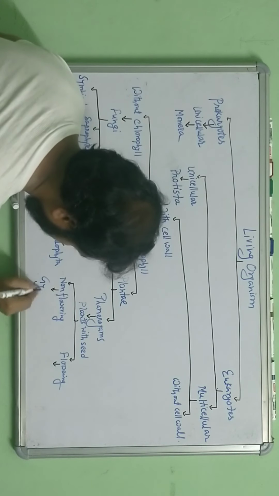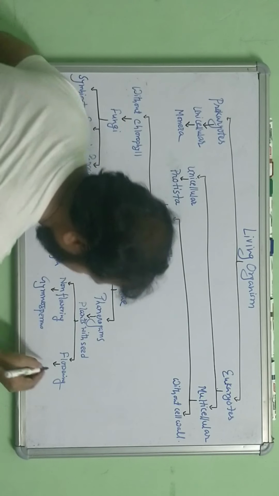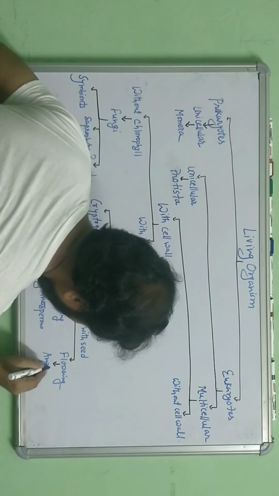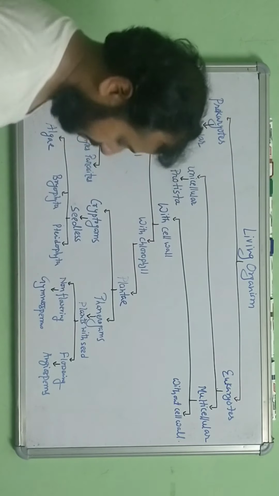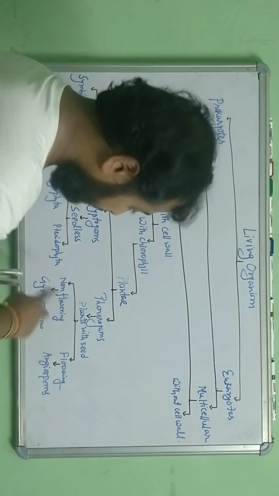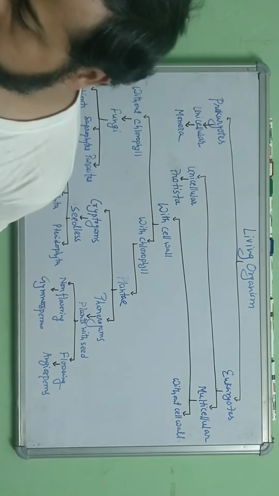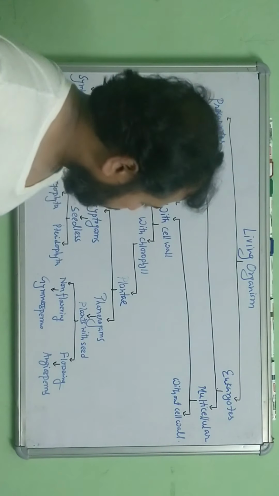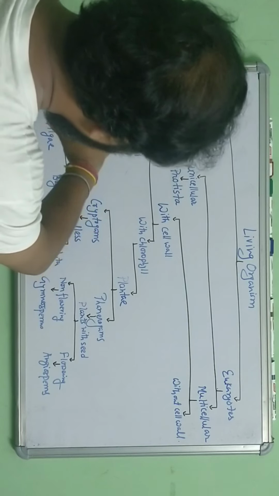These are the gymnosperms, and these are the angiosperms. Okay, so flowering plants, non-flowering plants, but both of them have seed. Okay, so this is from this side, meaning with cell wall.